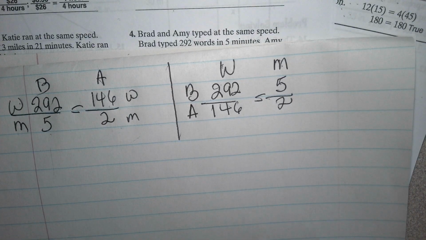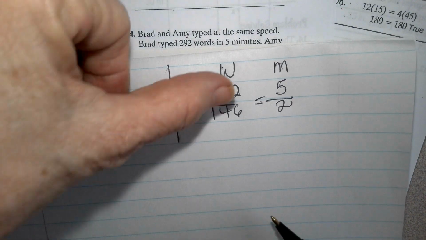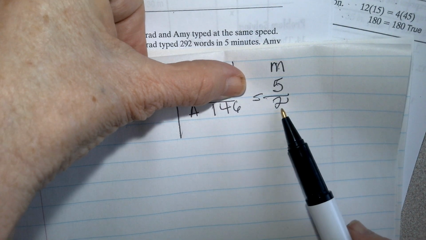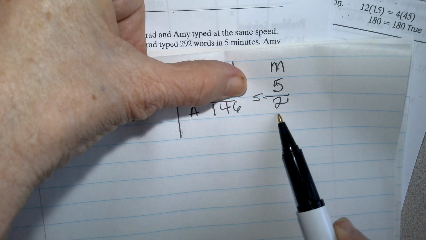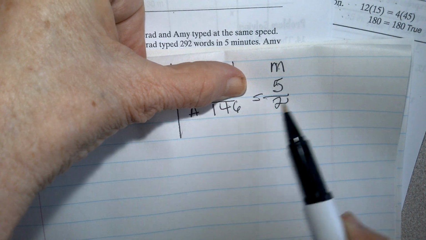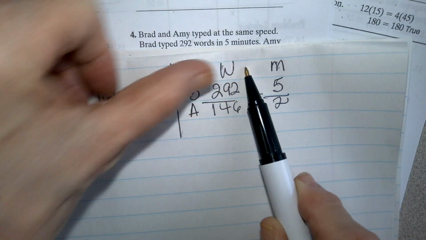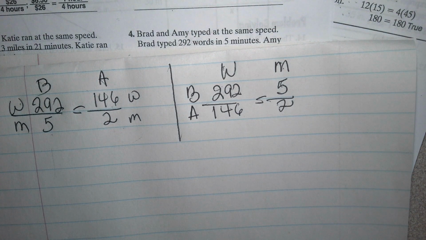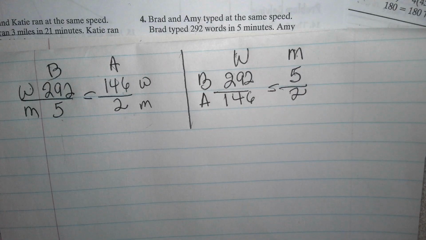So again, if I was missing his words, then I could a little bit easier say, oh, well, 2 times 73 is 146, and 5 times 73, and I'd get your number. So again, it's just showing you that you can change those around.